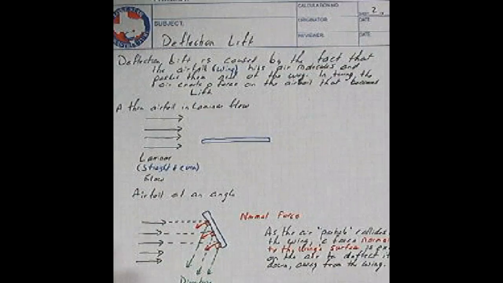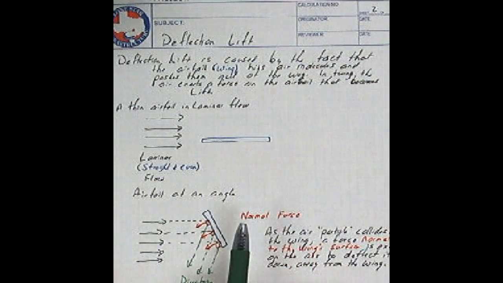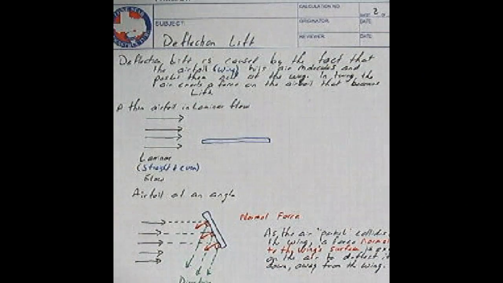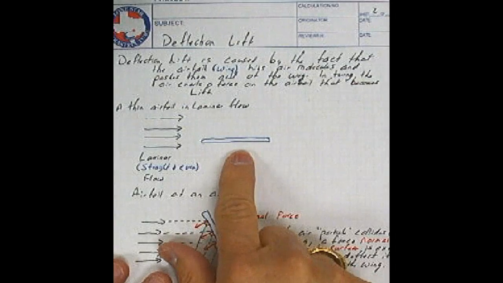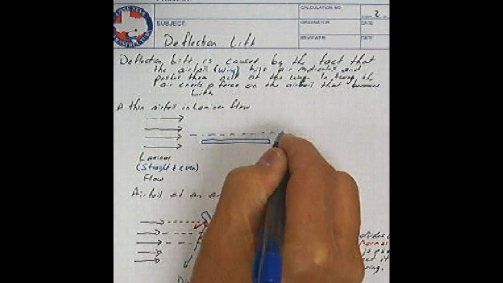For example, if you had a thin airfoil in laminar flow, and laminar flow just means it's straight and even, and we draw it usually with nice straight lines like this. That's all that really means, but we like to work in laminar flow because the opposite of that is turbulent, and that's a really bad word to use in aerospace. But if I had a really thin airfoil, and I had my laminar flow here, what's going to happen is, for the most part, the air is just going to blow right over it.